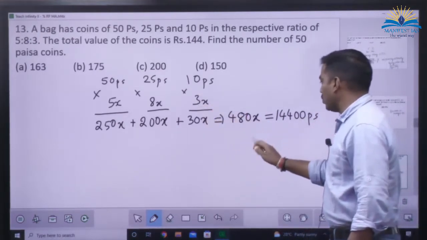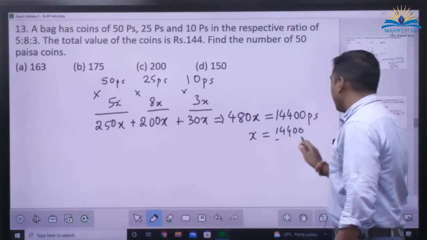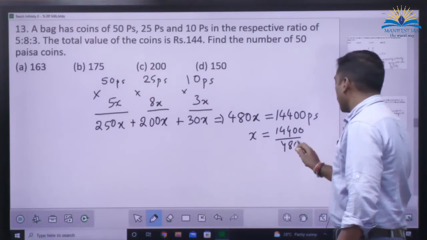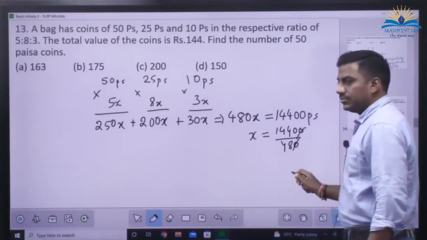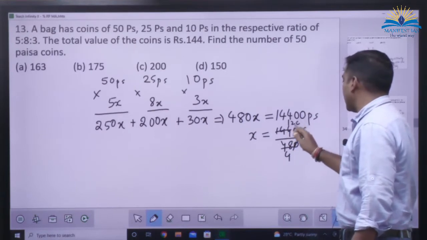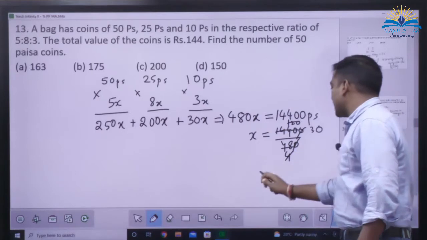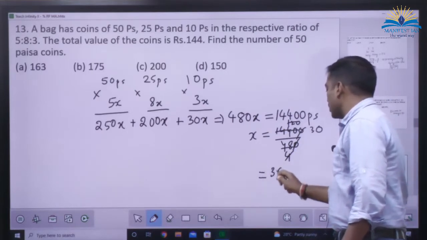So x is equal to 14400 divided by 480. 0 0 get cancelled. 12 4s are 48, 12 12s are 144. So 120 here. Then 4 1s are 4, 4 30s are 120. So x is equal to 30.